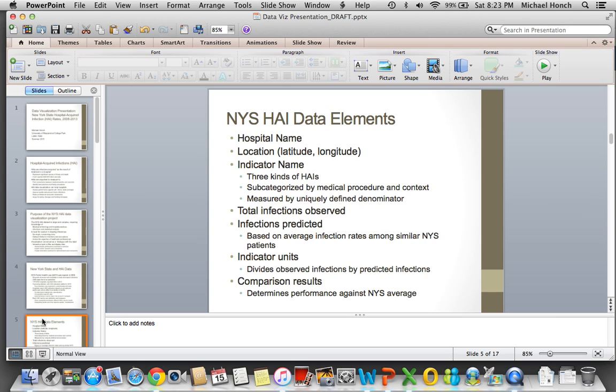And then we have indicator names, which are three different kinds of infections. We'll talk more about how they're subcategorized and measured in a moment. Then there's infections observed and predicted, and then indicator units which compute an average of those figures. And then most importantly, comparison results, which determines a particular hospital's performance against state averages.